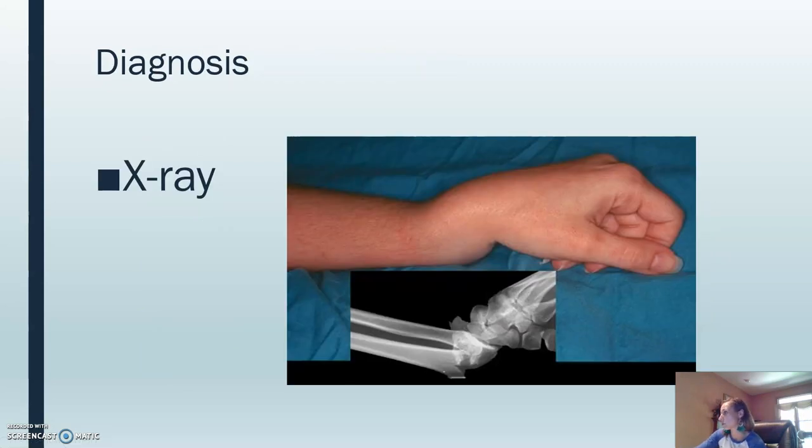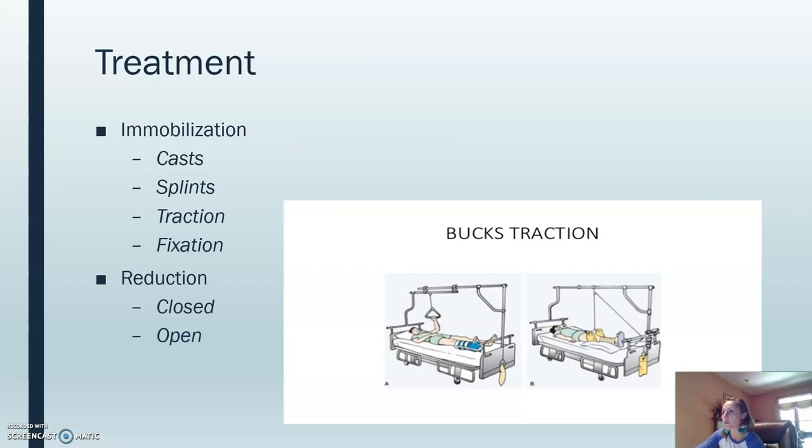We make a diagnosis through x-ray. Pretty straightforward. Our treatment is always going to be immobilization. We want to immobilize that bone as soon as possible because it starts to heal right away. We do that through casts, splints, traction, or fixation. Okay, so casts are external. They could be made from a lot of different types of material.